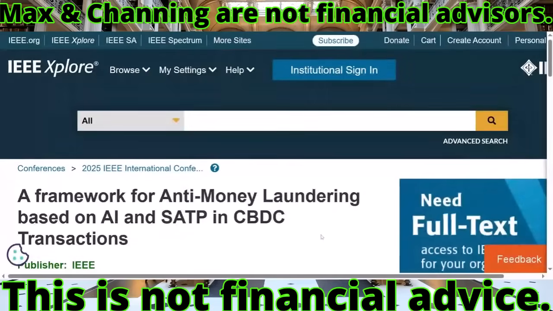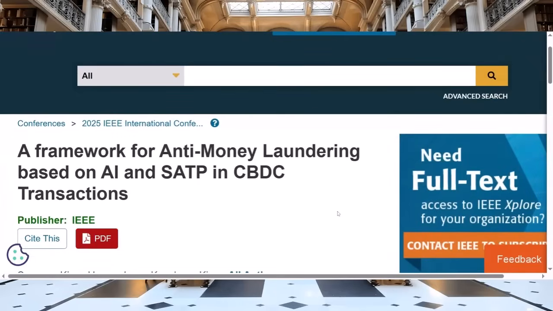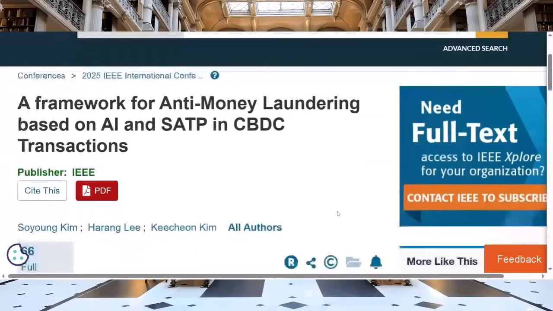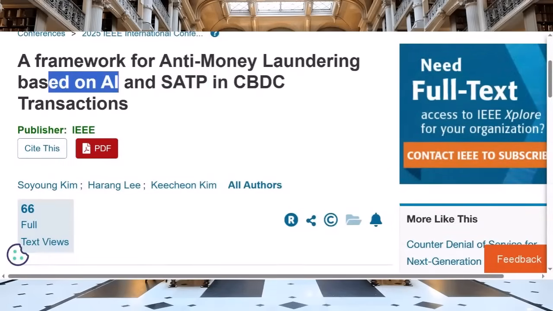It mentions here a framework for anti-money laundering based on AI and SATP and CBDC transactions. Again, Quant and SATP. Every time I see SATP, I'm just immediately thinking Quant. We've been there and we've done that. But I did also mention for over a year now that with Quant, you will see a lot more talk about AI. We are literally seeing that come into fruition, ladies and gentlemen.